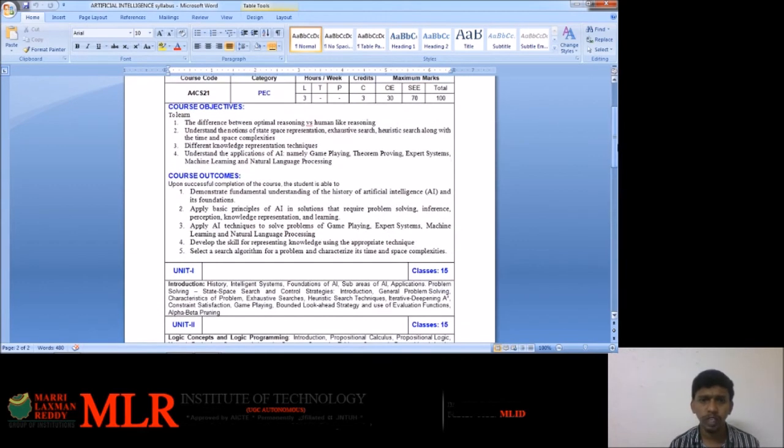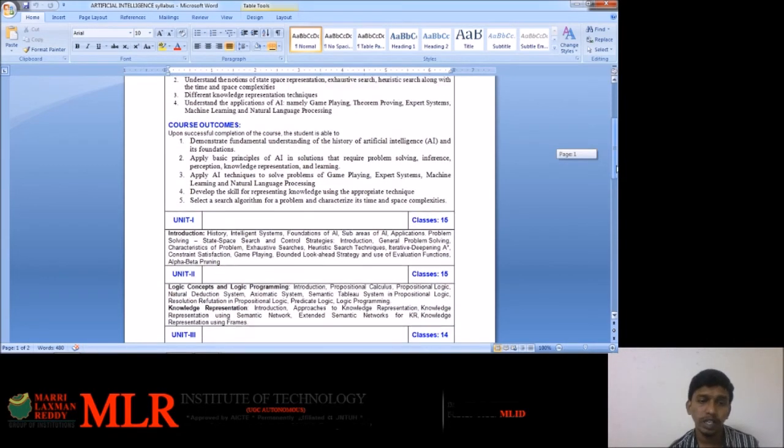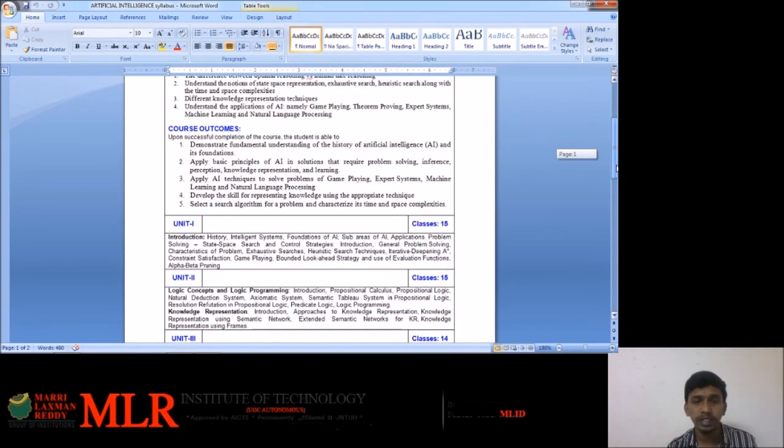So upon completion of Unit 4, we should be in a position to develop the skill for representing knowledge using an appropriate technique. Any technique, be it machine learning or deep learning, needs to be known to the student, and you need to apply that in developing some new things.